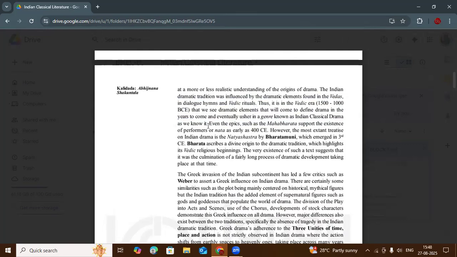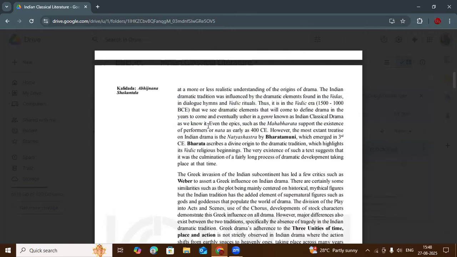During the Vedic period, 1500 to 1000 BCE, these early forms of dialogue and ritual performance acted as the seeds of drama. The Vedic period extends beyond this, but at least remember that date, 1500 to 1000 BCE. There will be a post-Vedic era later, but for the time being, just consider 1500 to 1000 BCE.